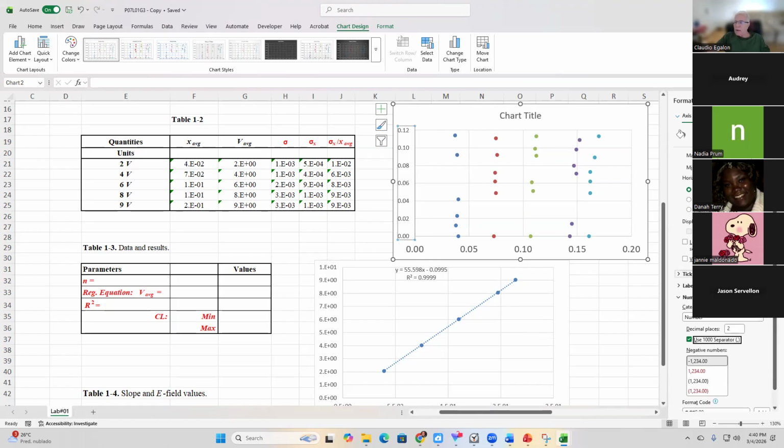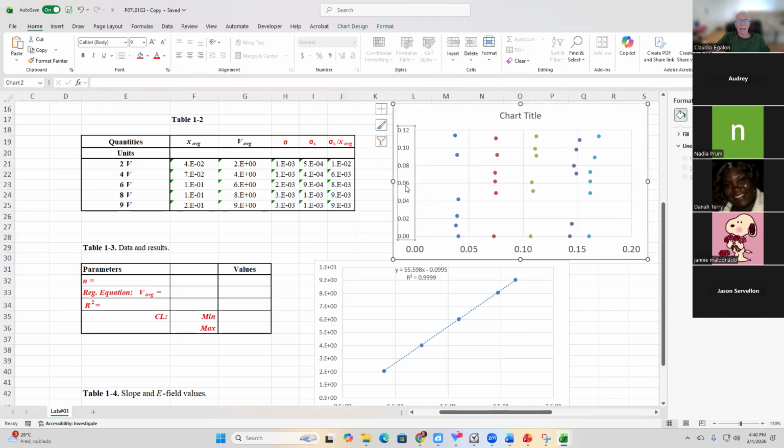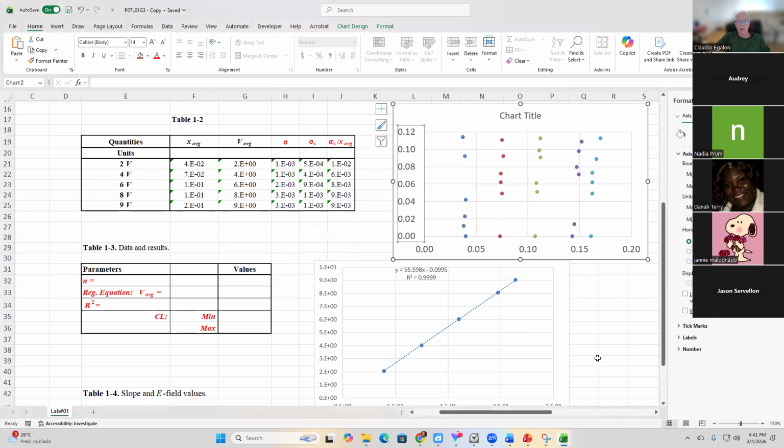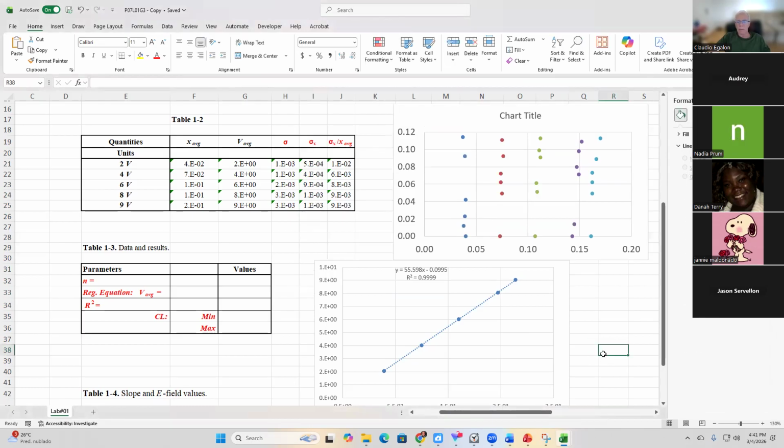And let's see if we can change the font here. Doesn't look like we can change the font here. So you gotta go outside, unclick the graph, click it again, right click and font. 14, right in here, 14 font size. We did that before, right?